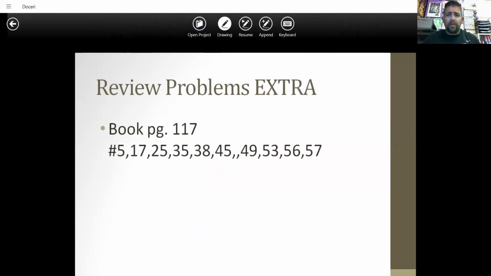These are extra review problems if you want to look them up. I try to pick very similar problems to what you're going to do on the test. So look those over, check those out.